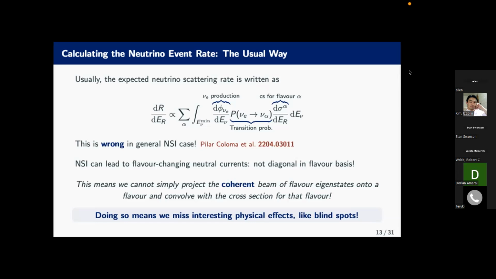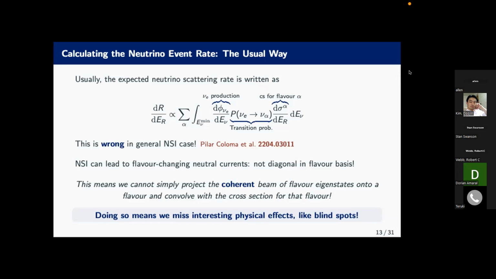This, however, is wrong in the general NSI case. This was very recently pointed out by Coloma, Gonzalez-Garcia and Maltoni in Madrid. And they argue that if you have an NSI that can lead to flavor changing neutral currents, which is to say that it's not diagonal in the flavor basis, you have to start worrying about potential coherence effects that you expect, because the beam coming in is composed of a coherent superposition of flavor eigenstates. So you need to be able to capture the potential correlations between different flavors that are going to happen.